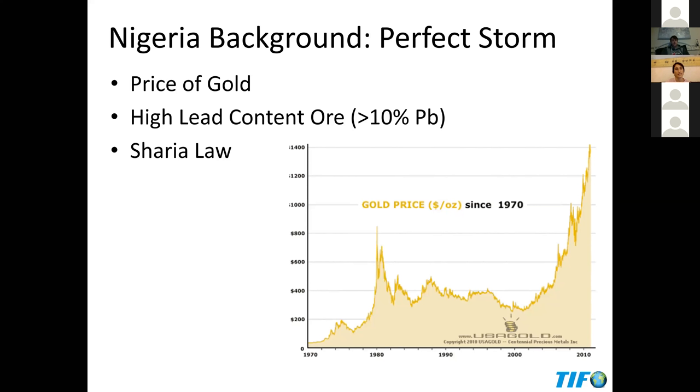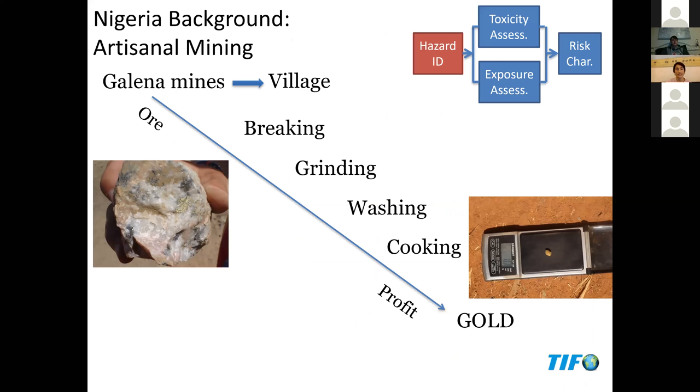And the third piece is something I mentioned earlier. The communities are under Sharia law. This is a form of Muslim law. And one of the rules is that when women are married, they don't go outside of the home to work, especially in the very rural areas. They tend to stay in the home with their children and their families. And so, in order for them to participate in this gold trade, the work had to be done in the home, in the residential areas. So gold processing was done in areas where children were eating and sleeping and playing. So this introduced high concentrations of lead dust into the home.